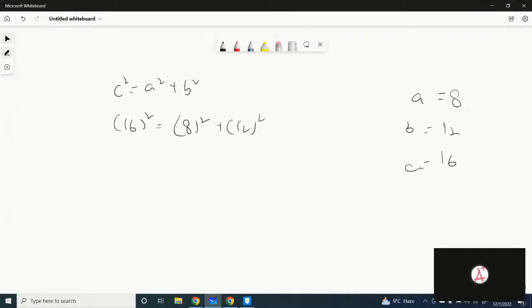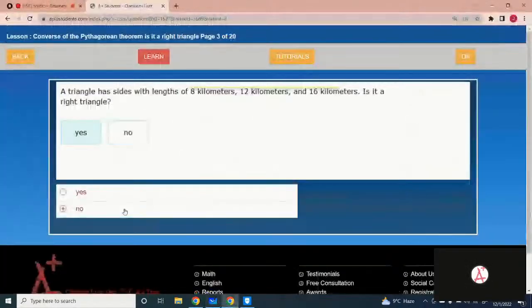So 16 square is 256, 8 square is 64, and 12 square is 144. So 144 plus 64 is 208. They are not equal. That means no, it is not a right angle triangle. The answer is no.